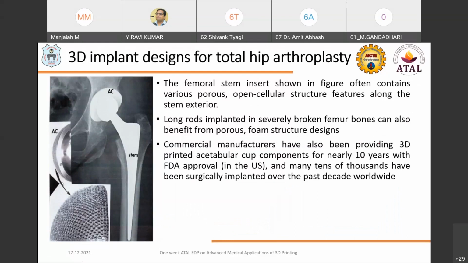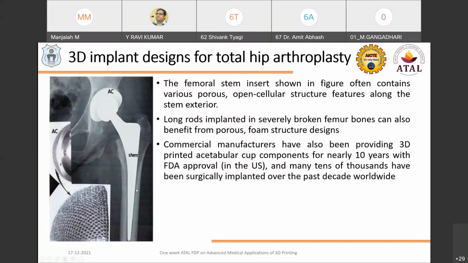The femoral stem inserts are shown in this figure. This is the femoral stem shown inside the hip implant. This is the acetabular cup, the articular cup. And this contains various porous as well as open cellular structures, even along the stem exterior.